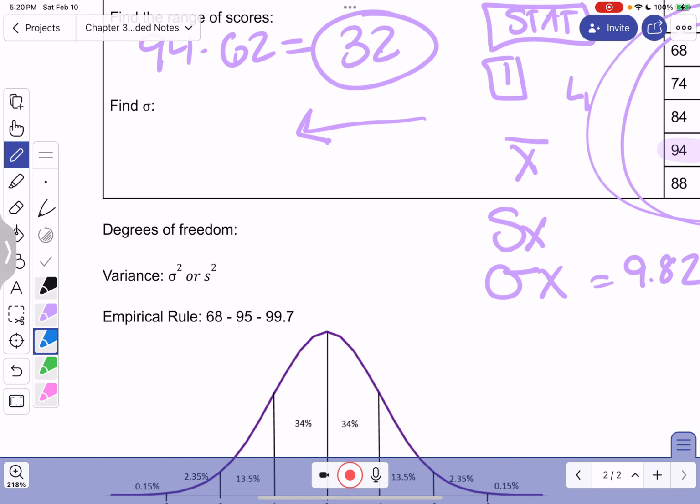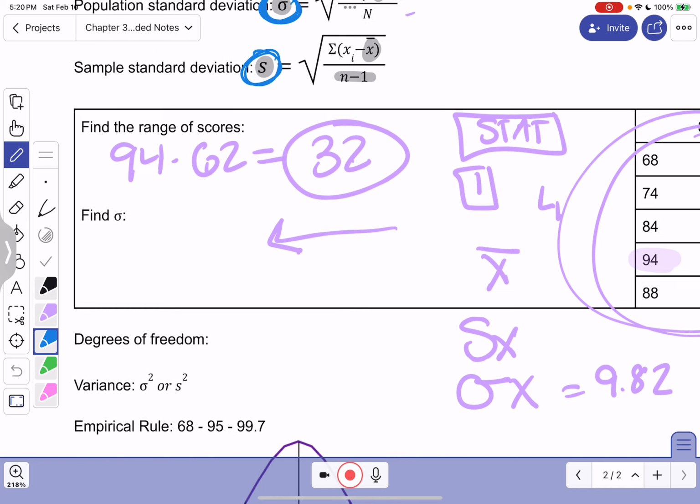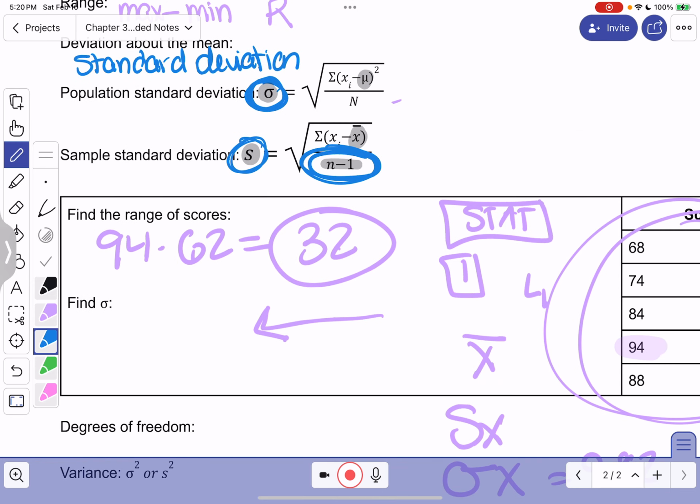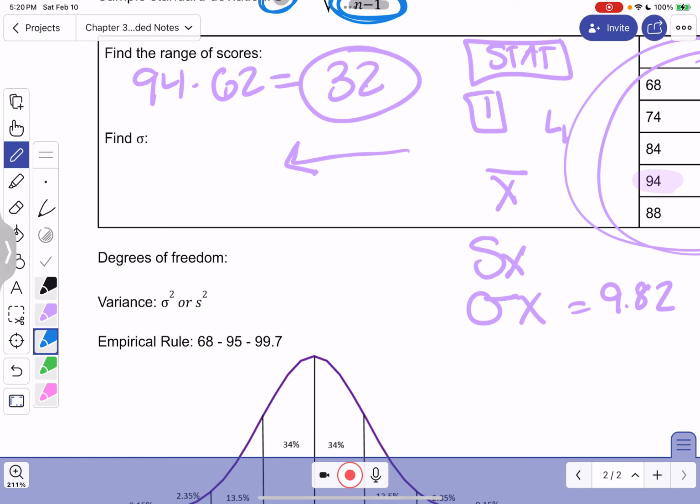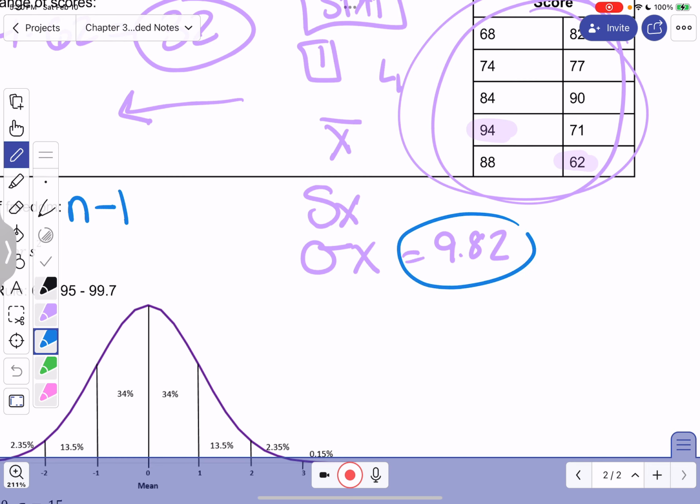Because we're using data with samples, we understand that every sample can be different. That's why up here we divide by n minus 1 instead of n, because we just want to acknowledge the fact that it's a sample. So whenever you're asked degrees of freedom, you take the data points and subtract 1. All right, variance is another type of spread, and it's just the standard deviation squared. So we would take this number and square it if you were asked for the variance.